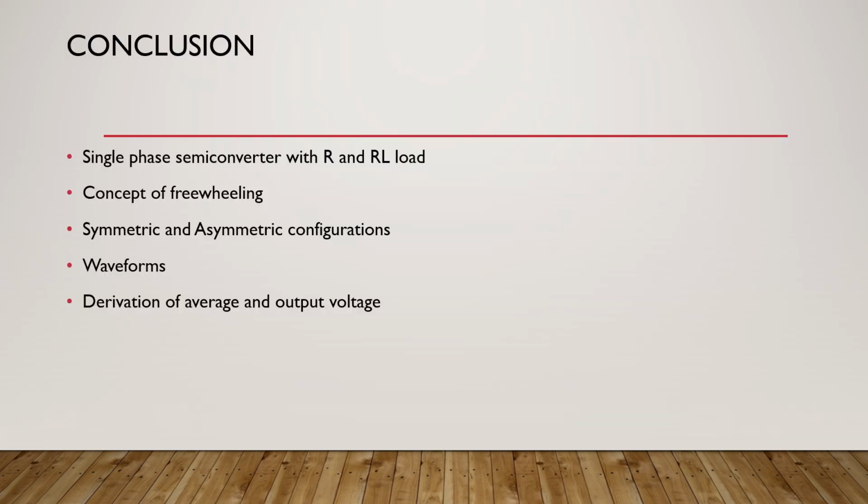So to conclude, the single phase semi converter we have discussed with R and RL load, both cases. We have also seen how to draw the waveforms. Then we saw the concept of freewheeling in RL load. This is only in the inductive load that the concept of freewheeling is there. Two configurations, symmetric and asymmetric, how to draw the waveforms, and also the derivation of the average output voltage for the semi converter. This has been discussed.